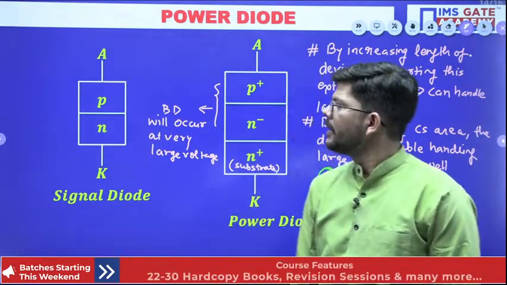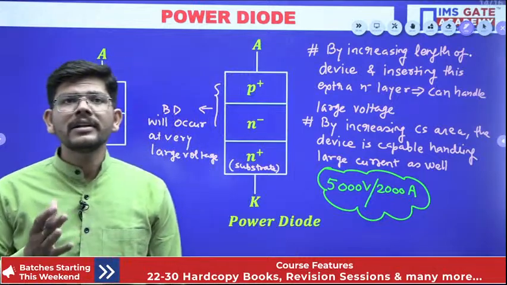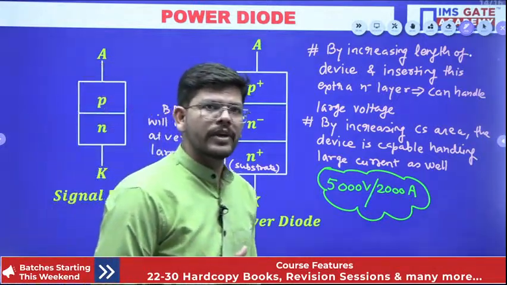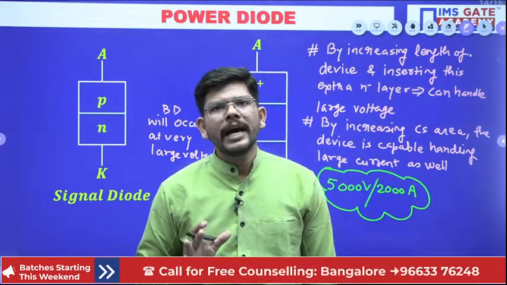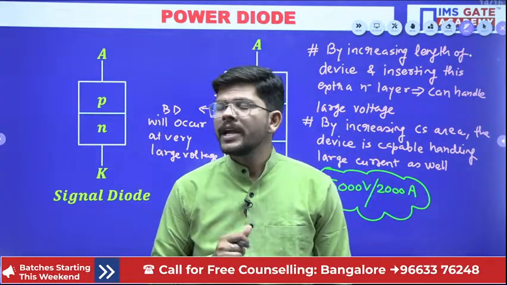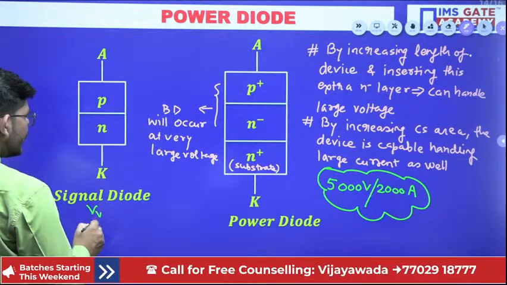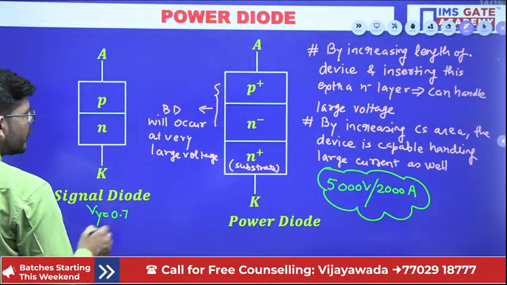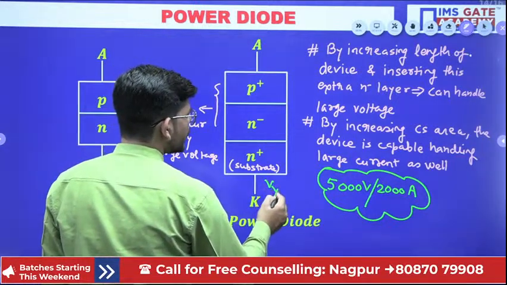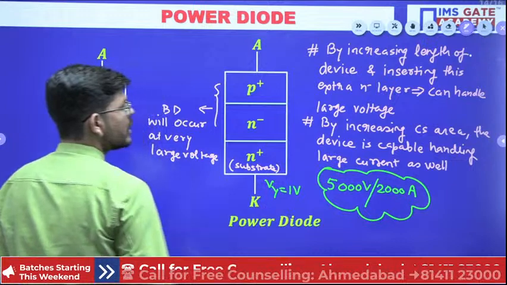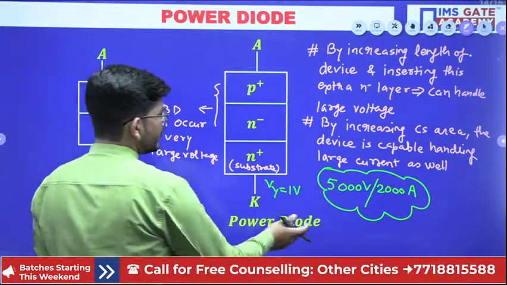Okay, but since there is no control terminal, diodes are uncontrolled semiconductor switches. Okay, they will not provide any control if they are used in a particular application. Okay, also the cut-in voltage in a signal diode, what is the cut-in voltage? Normally it is 0.7 volt, but when it comes to a power diode, the cut-in voltage may be as high as 1 volt as well.